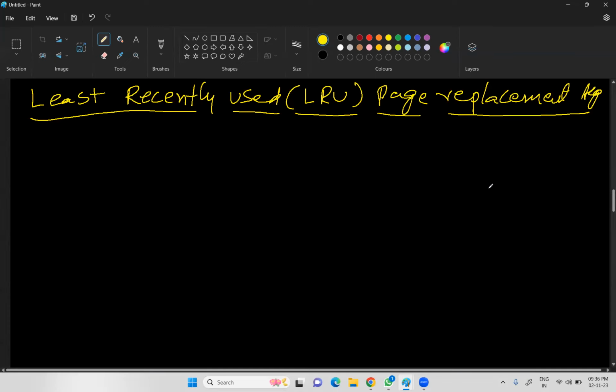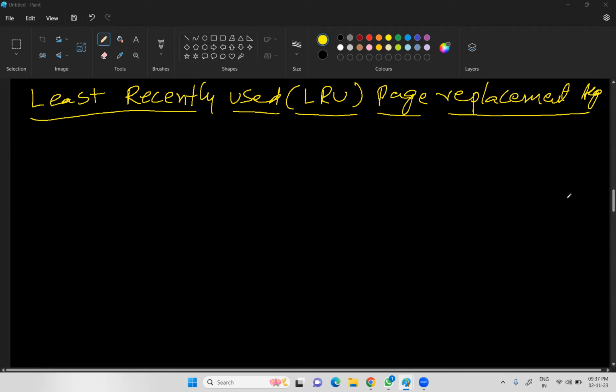FIFO suffers from Belady's anomaly. Optimal cannot look into the newly joined things, which were not supposed to be there before within the particular reference string. So that is the problem. To avoid this, the least recently used page replacement algorithm can be taken here.